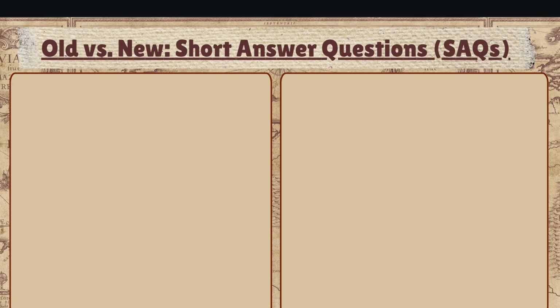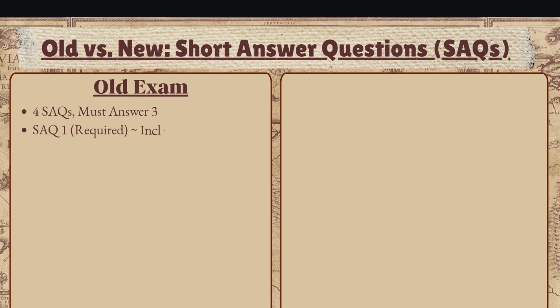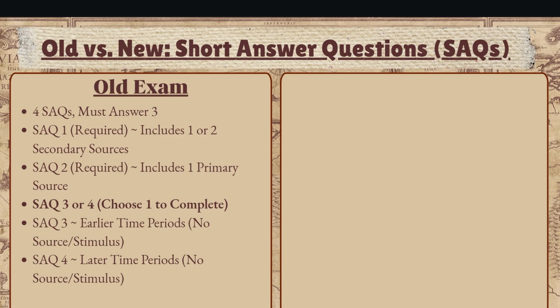First, we're going to go over the changes to the SAQs. During the old exam of the past few years, there were 4 SAQs and you only had to answer 3 of them. The first two were required, and they typically included some sort of source or stimulus, like a graph, a quote, or a historical statement. But then you would get an option of choosing between the third or the fourth SAQ, and you only had to complete one of these. And these two would just be straight questions.